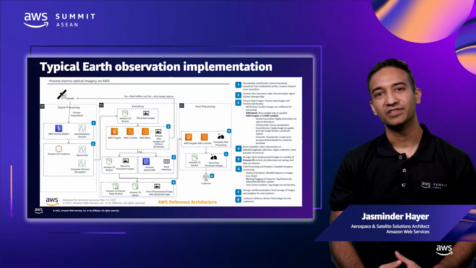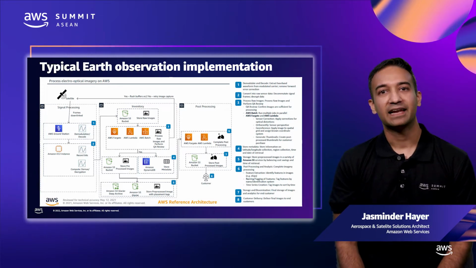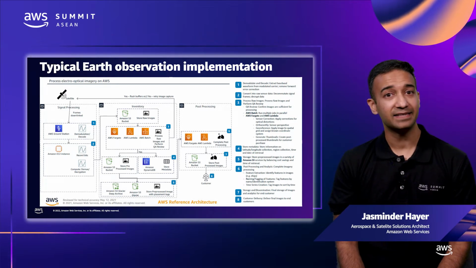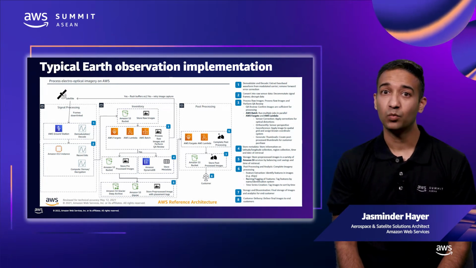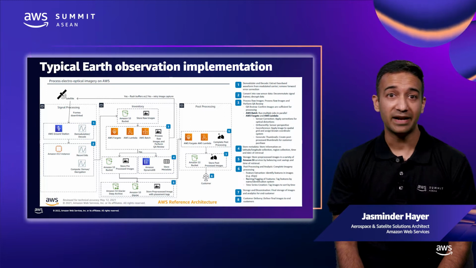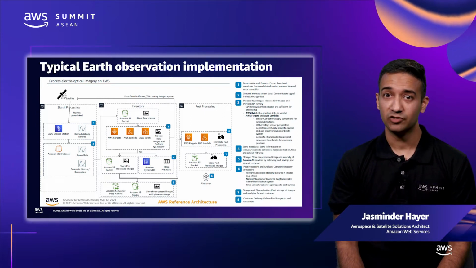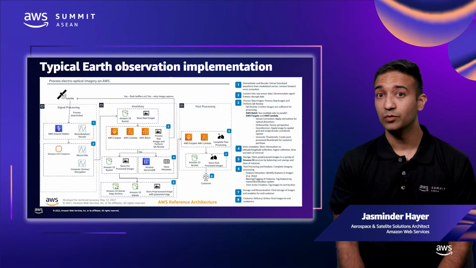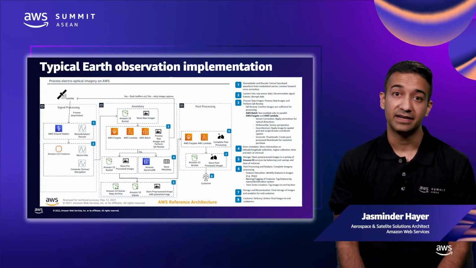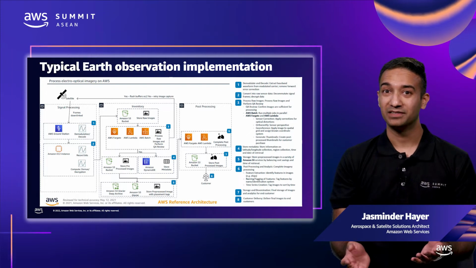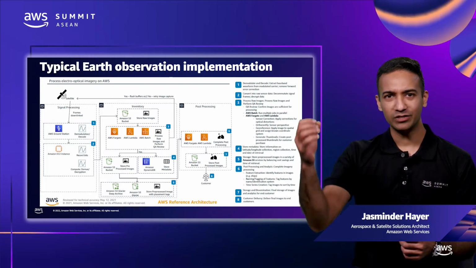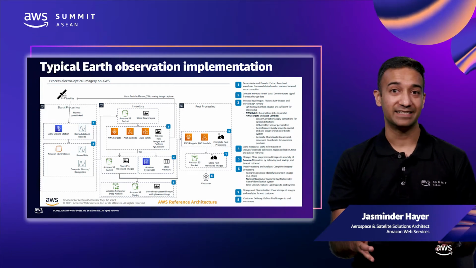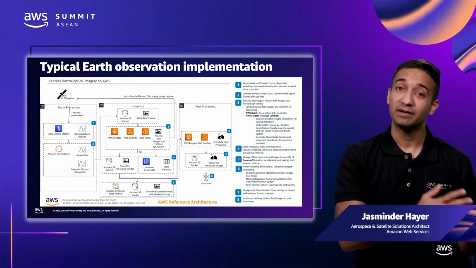AWS Ground Station is a fully managed service that lets you control satellite communications, process data, and scale your operations without having to worry about building or managing your own ground station infrastructure. Using AWS Ground Station, you can schedule contacts with your satellite and downlink data to any AWS region in the world, which means you could downlink your data using the ground station in Sydney and have your data delivered to the AWS region in Singapore.